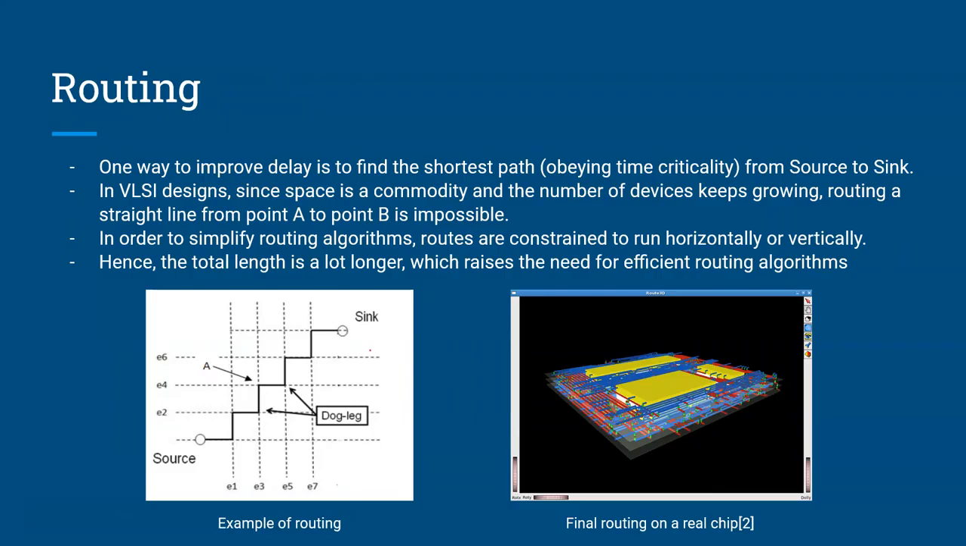Therefore, in order to simplify the routing algorithm, routes are constrained to run only horizontally or vertically, which looks like Manhattan, pretty much. Hence, the total length is a lot longer, which raises a lot of needs for efficient routing algorithms.